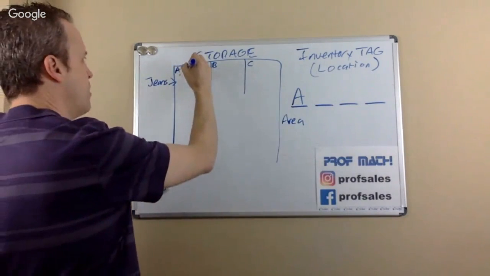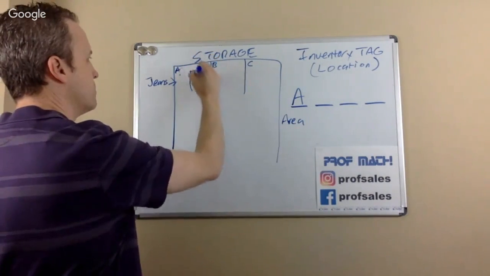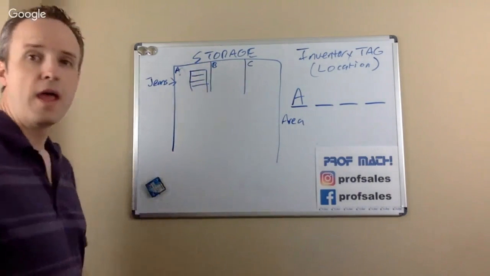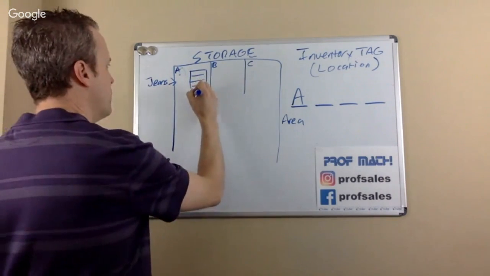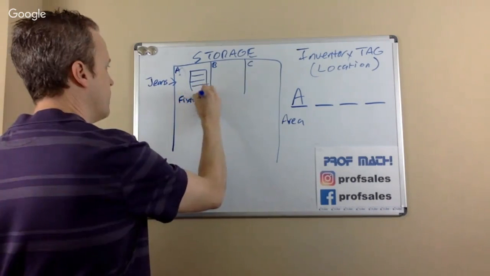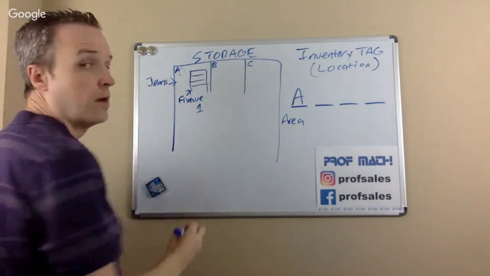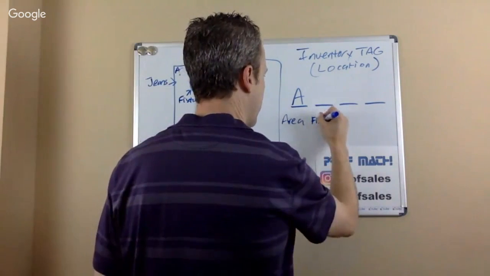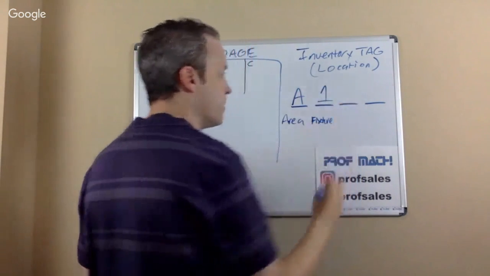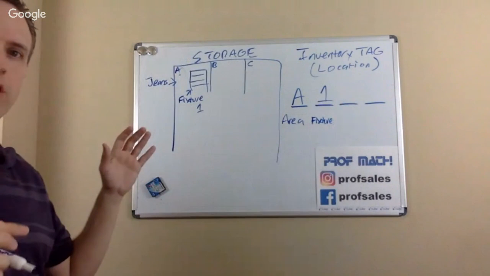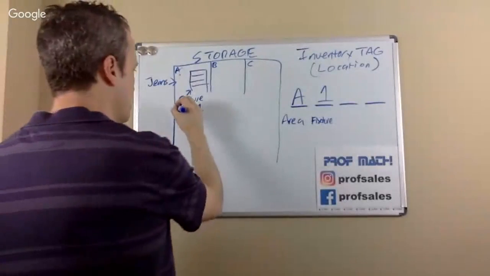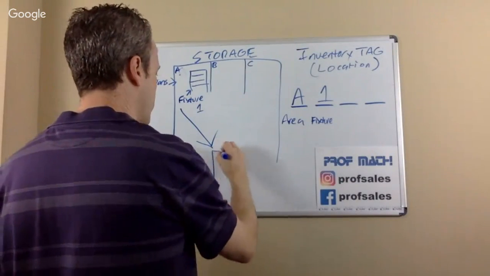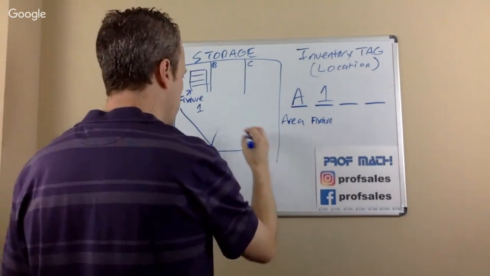Now, in area A, there are fixtures. All right? And on these fixtures is where you're going to put your actual items. So we're going to call this one fixture number 1, fixture. So now we've got an actual fixture where the item is stored. But the fixture itself could have a lot of items on it, depending on how small or big your items are. So we need to narrow this down just a little bit more. So let's pull this fixture out. Here's your fixture, fixture number 1.